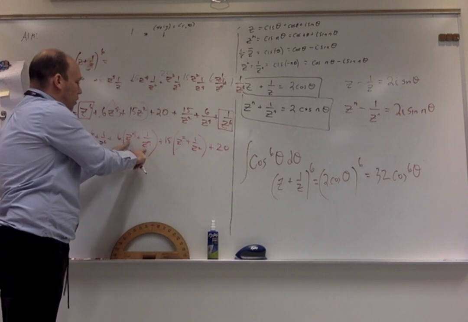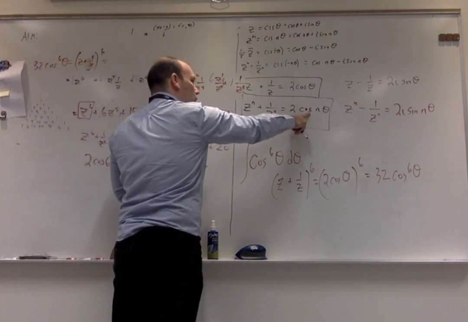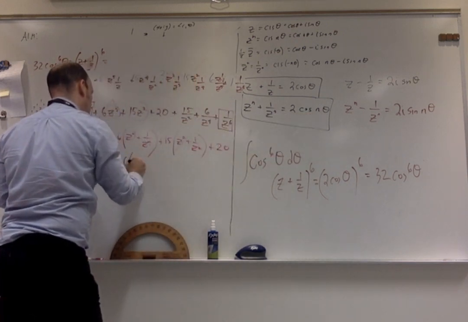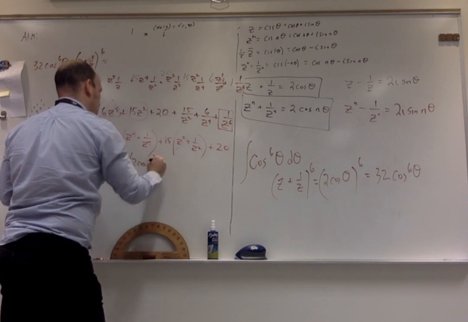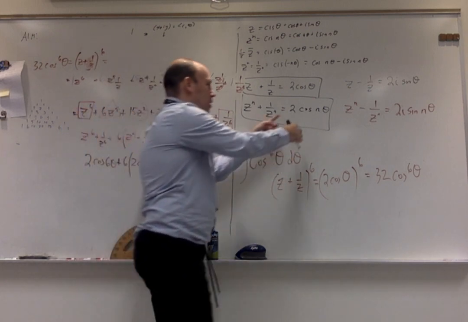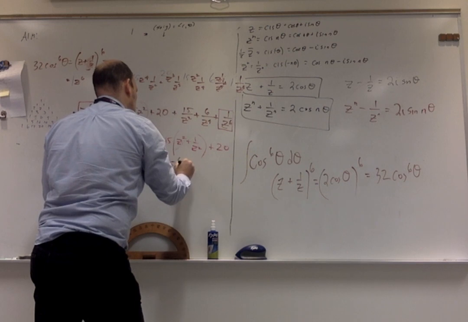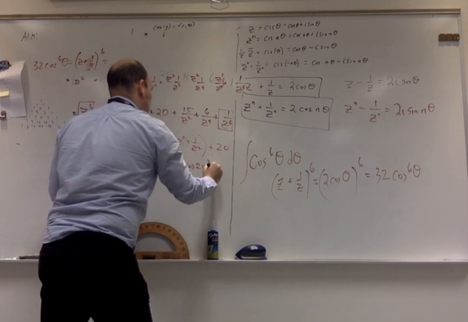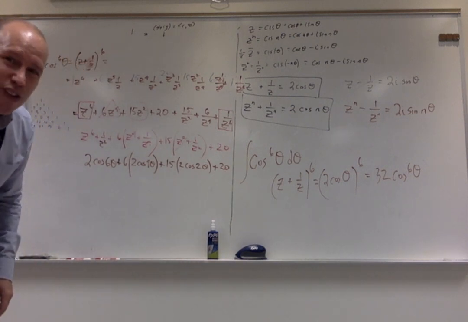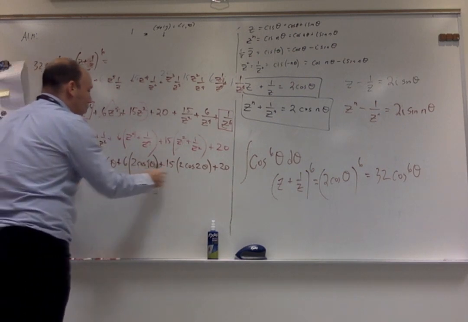What is z to the 4th plus 1 over z to the 4th? 2 cosine 4 theta. What is z squared plus 1 over z squared? 2 cosine 2 theta. Plus 20. We're almost done here. What have we done? We've transformed our power of cosine into multiples of an angle.